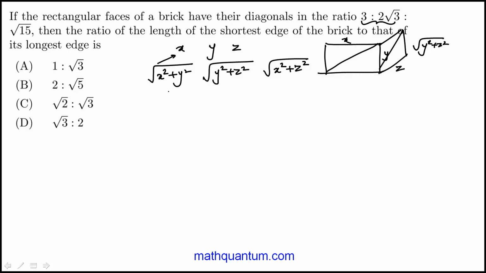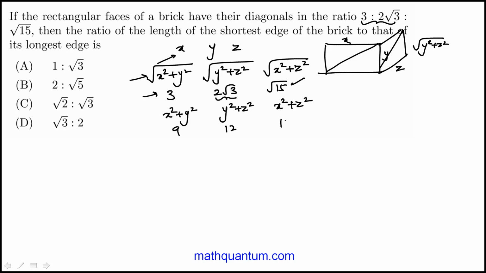I'm just going to set up the ratio. 3 to 2 root 3 and root 15. I'll square both of them, so that I can get rid of not only the square roots, but also make these integers. So 9, and then this would be 12, and that's 15.